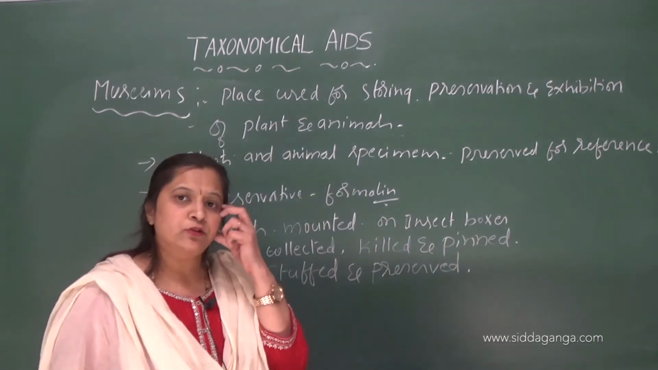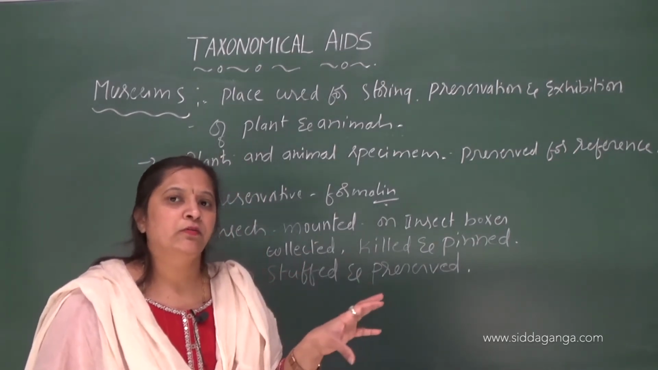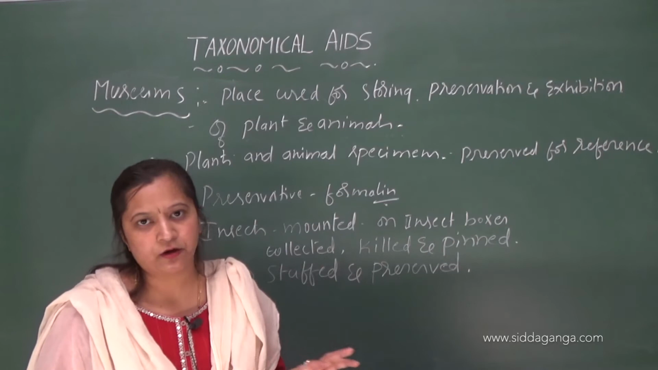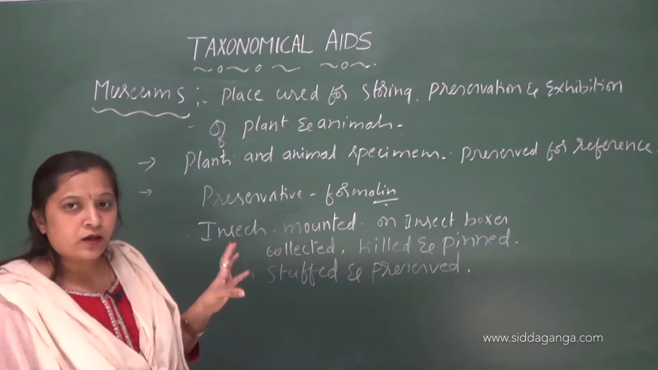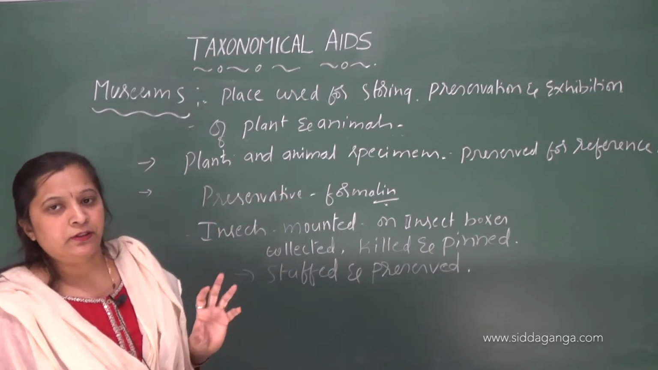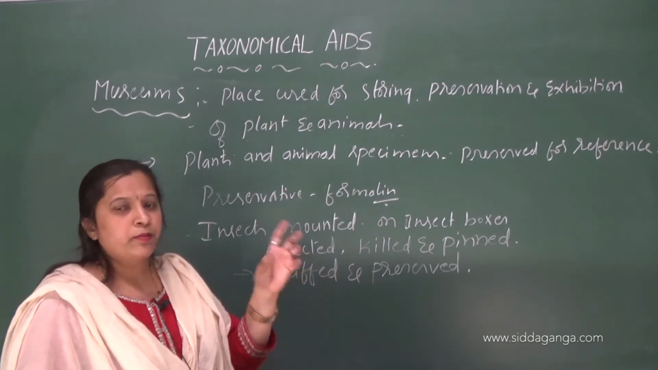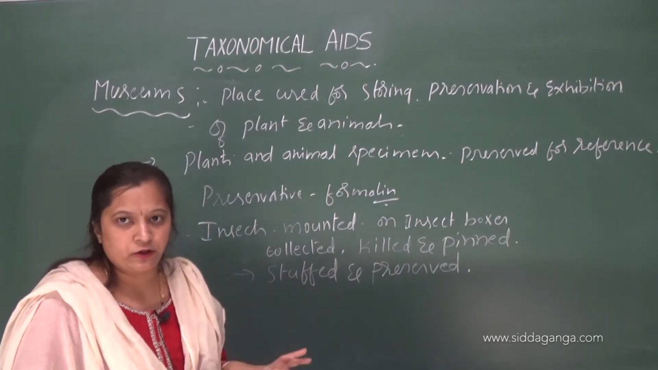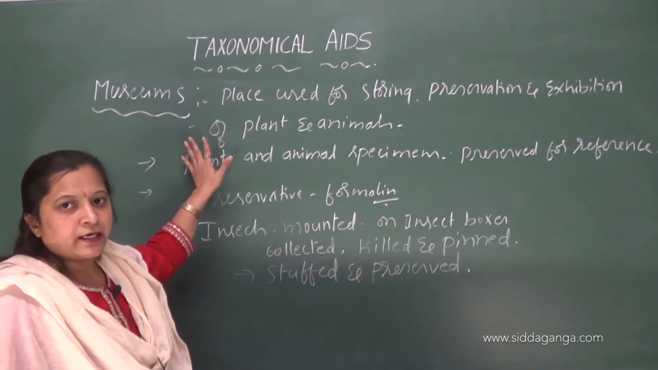And in some museums, various museums, they also have a collection of the skeletons of large animals. So in museums, what are they usually preserved? They preserve the plant and animal specimens. Either they are preserved using a preservative, or they may be preserved as dry specimens also. So this is what a museum is. It is also one of the important taxonomical aids.